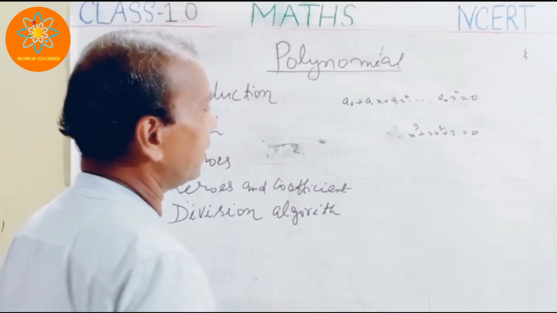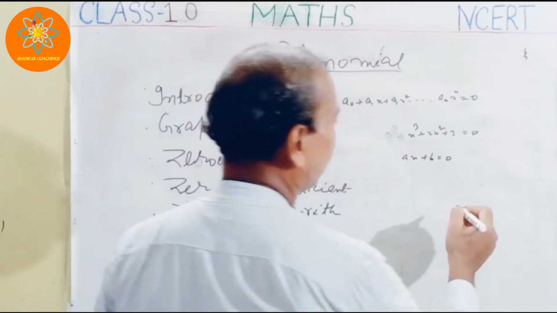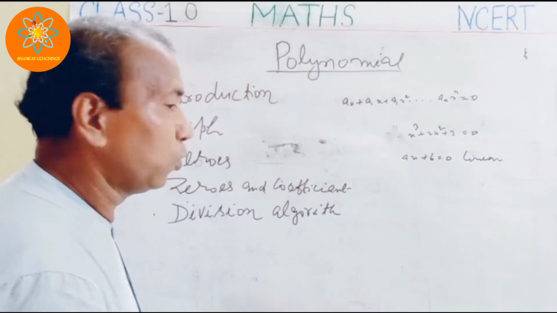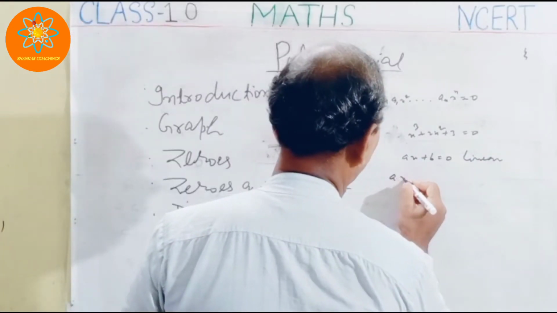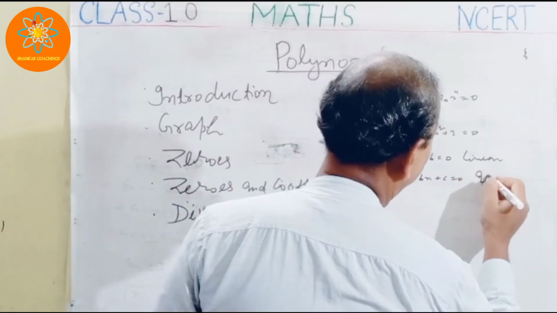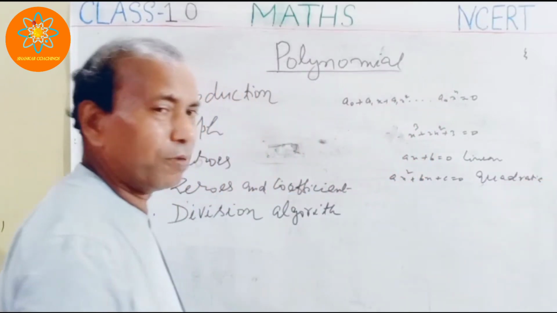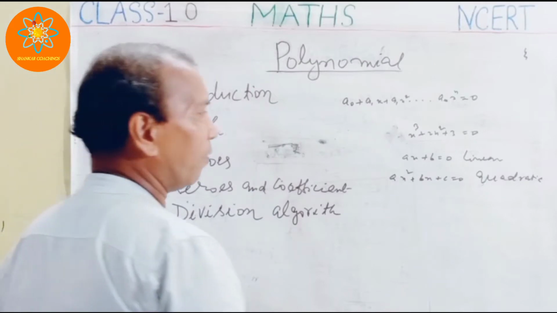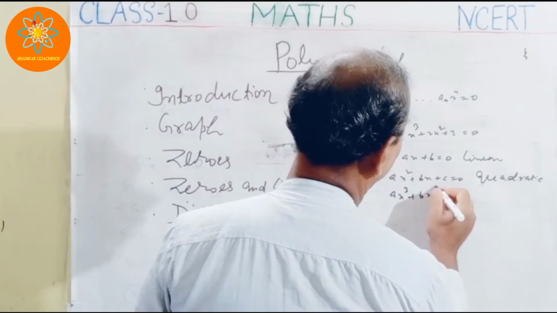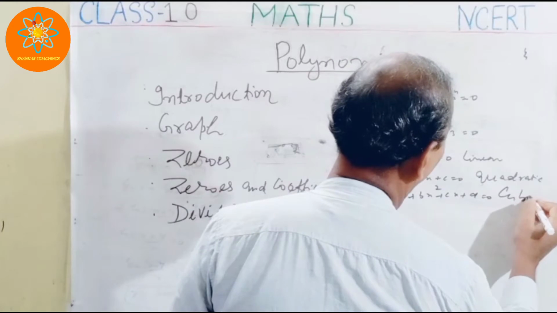For example, power is 1, means degree is 1. If the degree is 1, then it is called the linear, means ax plus b is equal to 0. So this will be called the linear polynomial. If the degree is 2, let's suppose I have ax square plus bx plus c is equal to 0. So this is quadratic polynomial. Then if the power is 3, degree is 3, ax cube plus bx square plus cx plus d is equal to 0. This will be called the cubic polynomial.